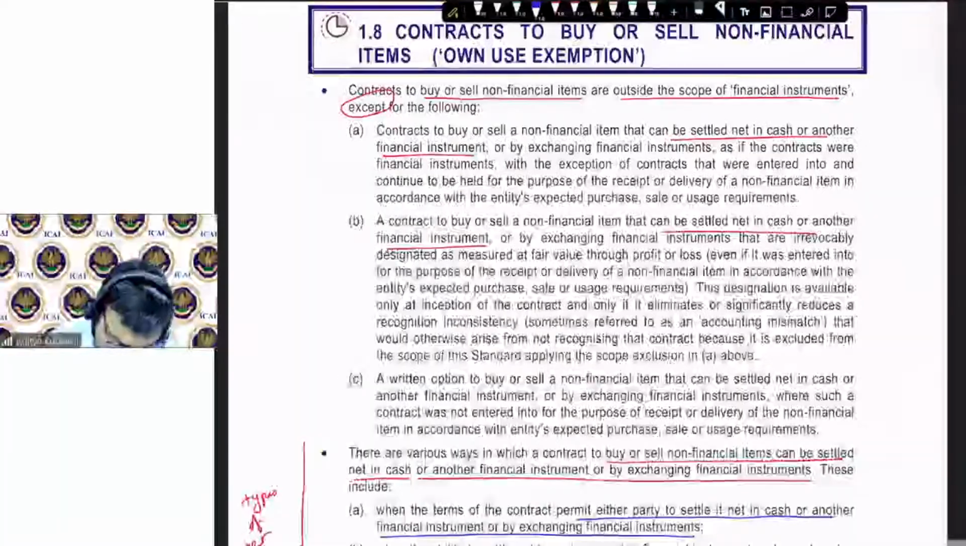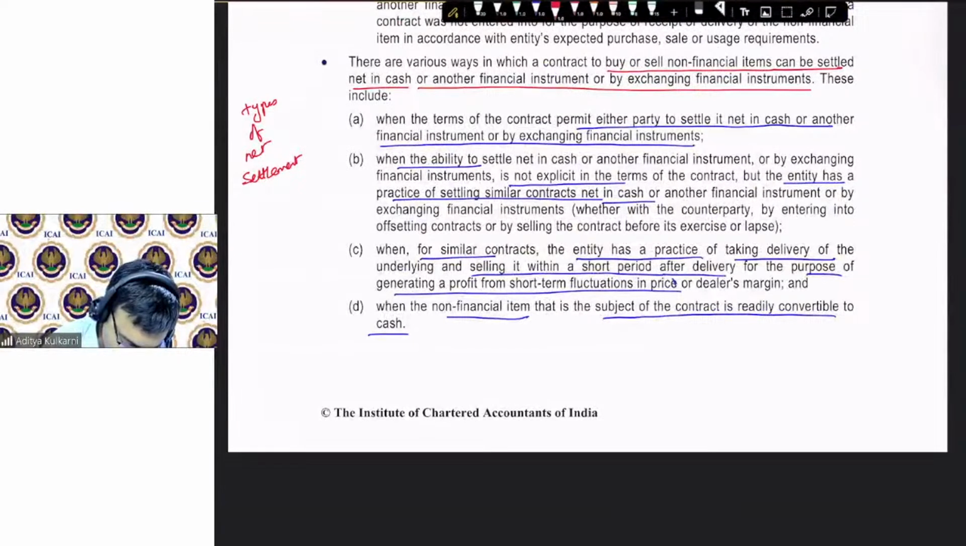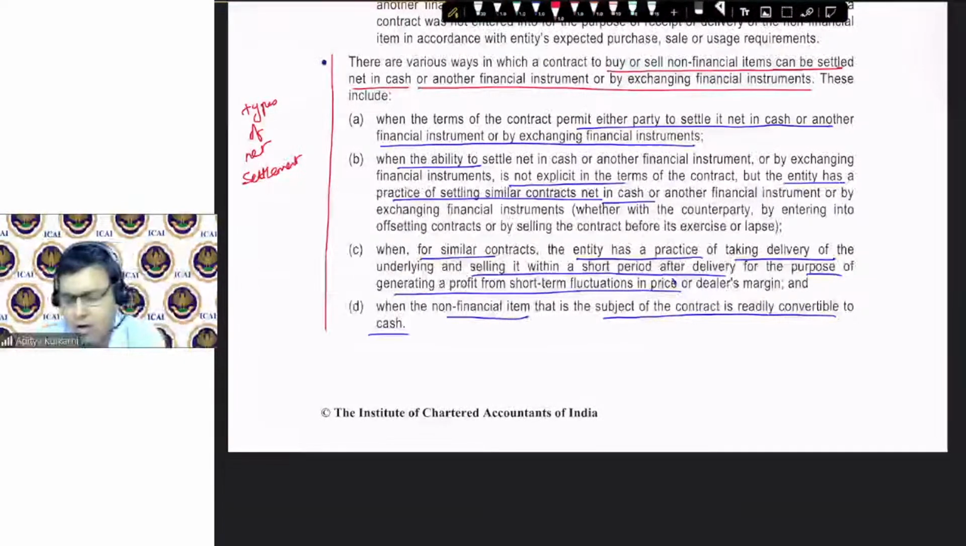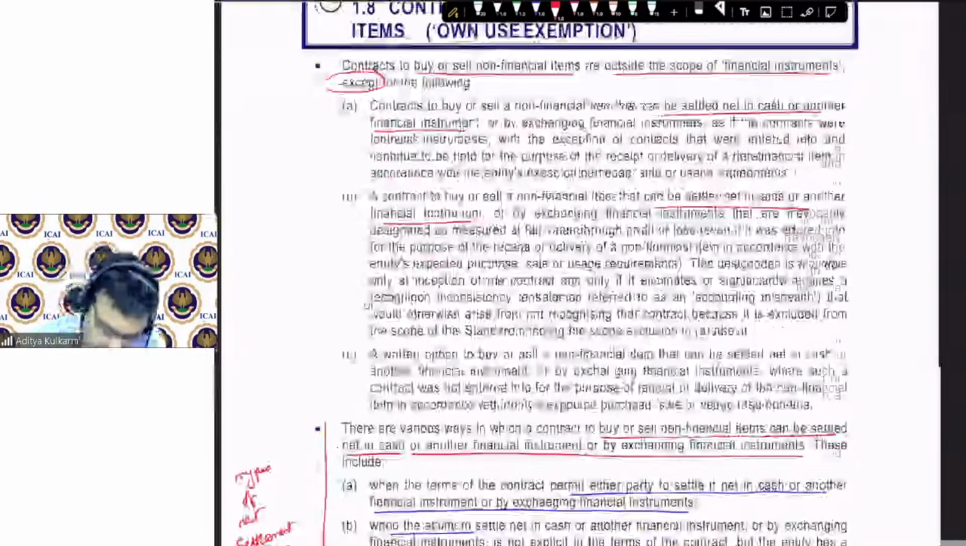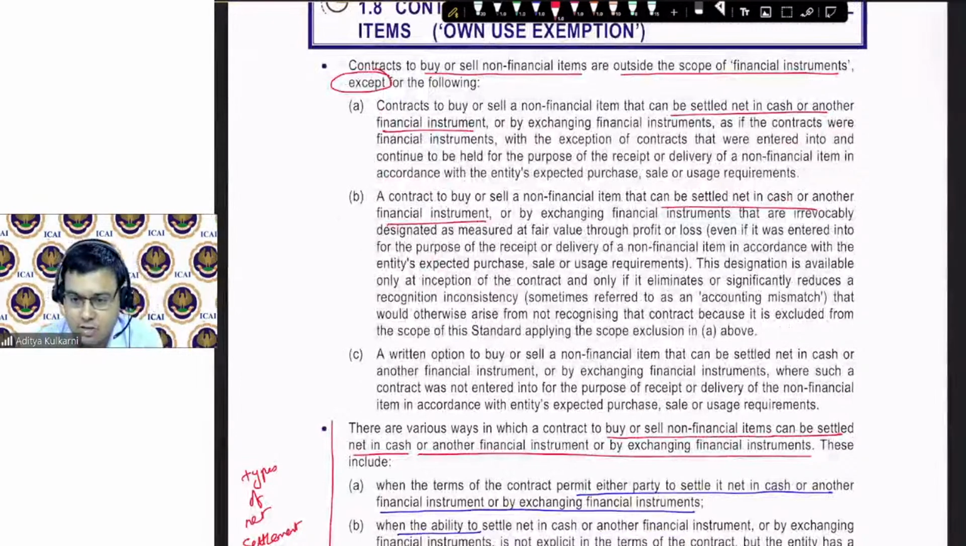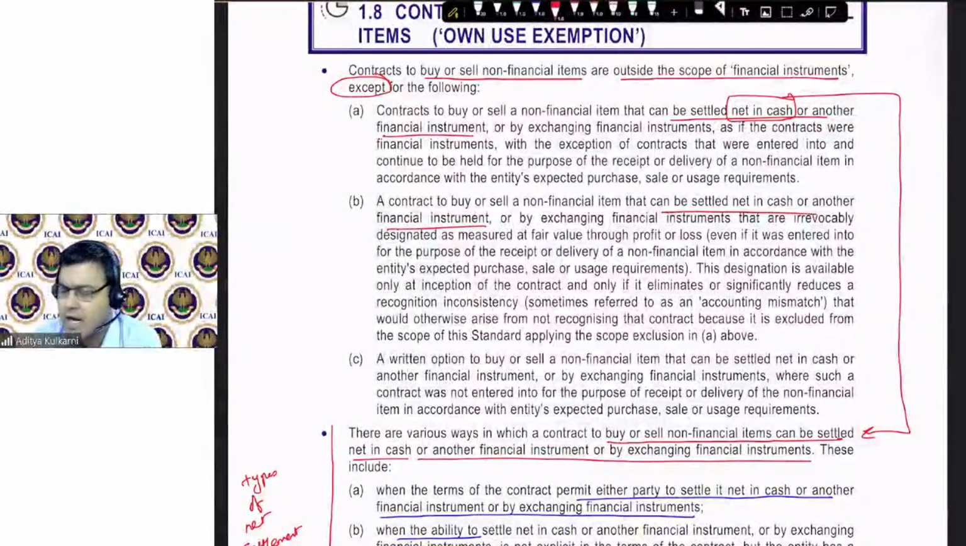Yes, yes. C and D will be financial instruments because they are net settled. Although we take the exemptions, we take the delivery and sell it off immediately. In spite of that, they would be net settled, because contracts to buy or sell non-financial items are outside the scope except for the following: contracts that could be settled net in cash, and the own use exemption.